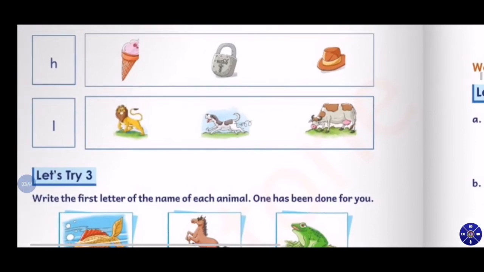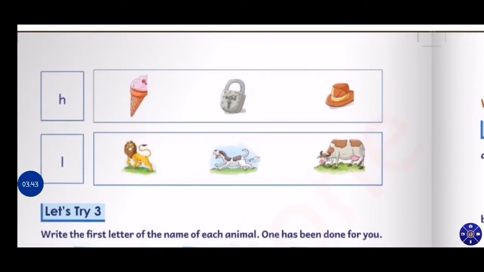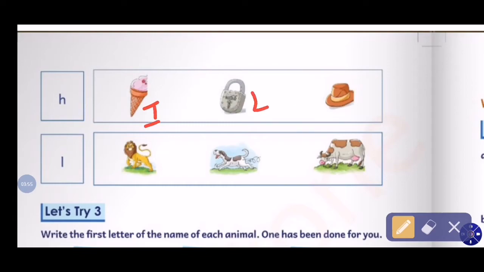Now remaining questions are here. So H, this is, what is this? This is ice cream. So I for ice cream, L for lock and this is H for hat. So the correct answer is hat.